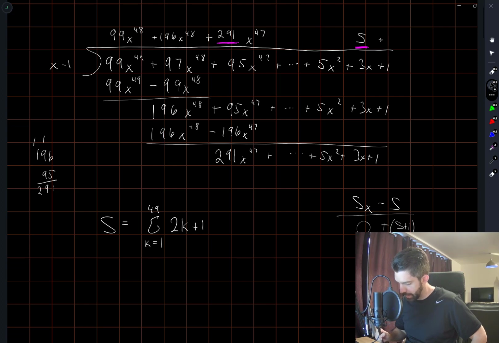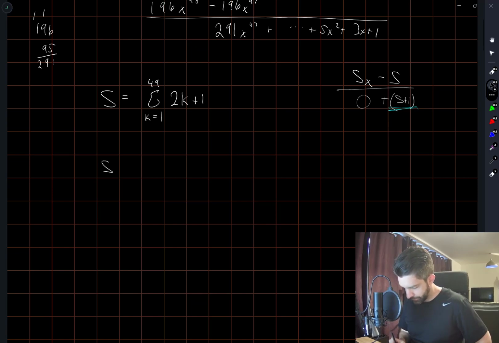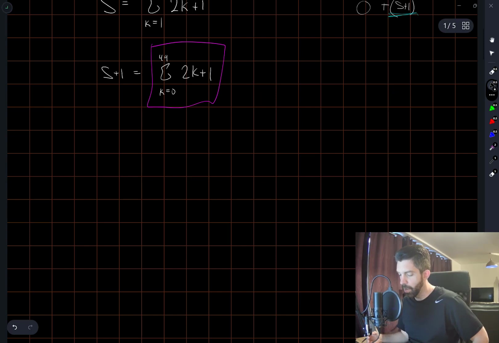This S plus 1 doesn't have a factor of x in it. It doesn't have a power of x. So when dividing that by x minus 1, that would give me a 0. And this S plus 1 would be the remainder. But that's actually the number that I had written down originally. So S plus 1 is just the sum as k goes from 0 to 49 of 2k plus 1. This is the number I'm actually looking for. That's going to be the remainder of this division. So this is the sum of all the odd numbers from 1 to 99.